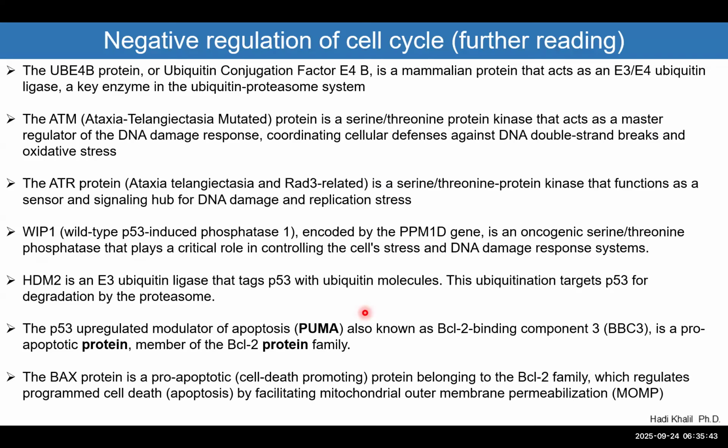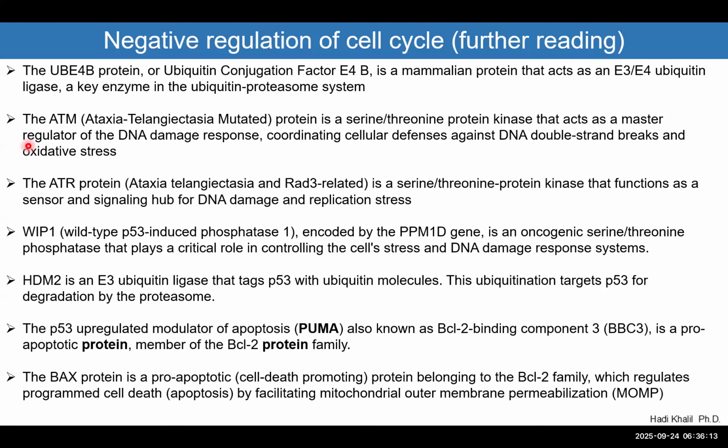If you look, the name is complicated, but if you crack it down, it will be a kinase. So ATM is a serine threonine protein kinase. It's a master regulator of the DNA damage response. The same here, ATR is a serine threonine protein kinase. Again, it's a kinase protein that adds a phosphate. It functions as a sensor for the DNA damage and replication stress.